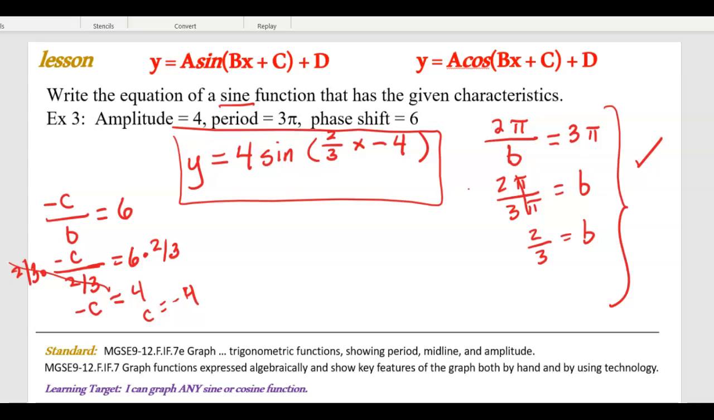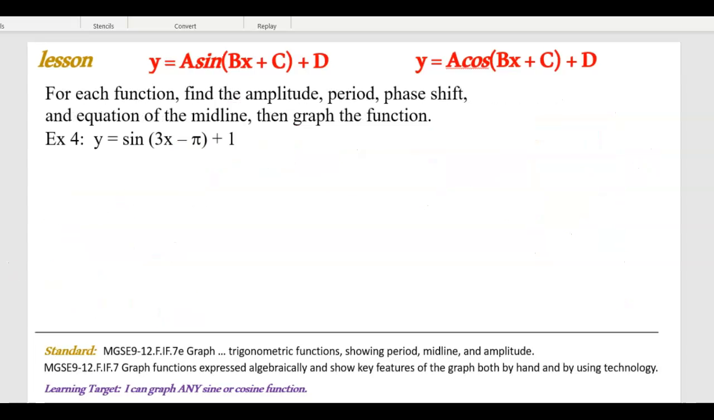All right, now, 2 more graphs involving midline. So now we have A, which is understood to be 1, B, which is 3, C, which is negative pi, and D, which is 1. Okay, so the first thing you want to find is your amplitude, and your amplitude is understood to be the absolute value of A, which is 1. Okay? So to find the period, 2 pi over 3. So that's our period.